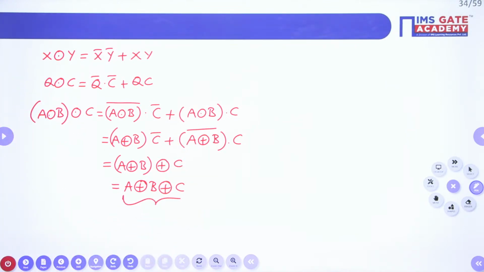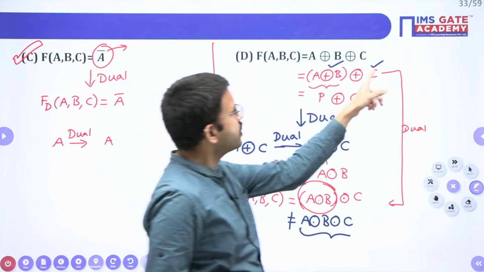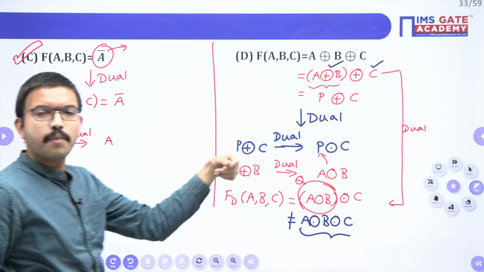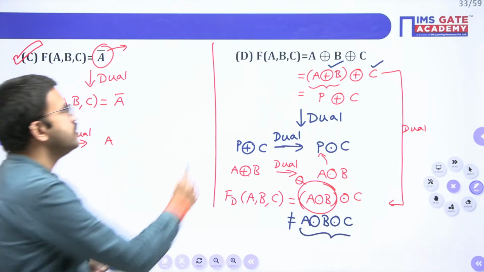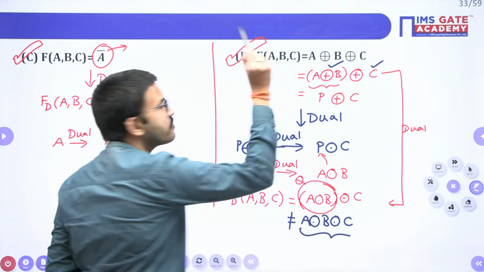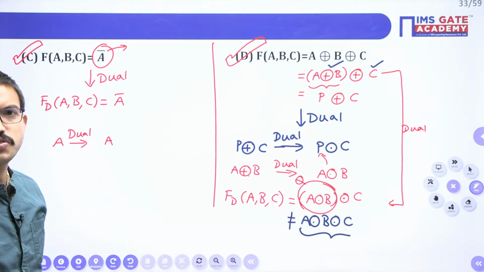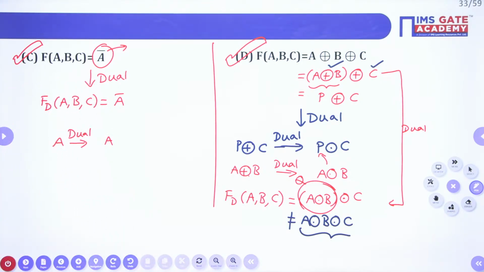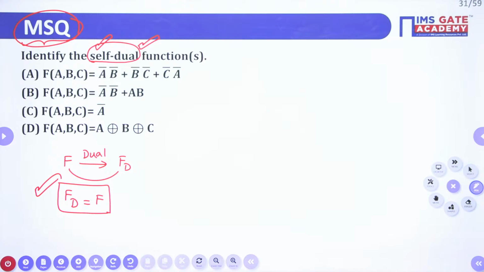Okay. So here originally what we have considered is the XOR function among three variables. After applying dual also we are getting the same function. So that means option D is also self-dual. Okay. So for this question, option A we got self-dual, option B is not, option C is self-dual and option D is self-dual. Okay. So I hope all of you got the clarity regarding self-dual function.